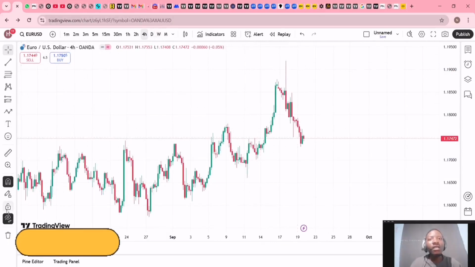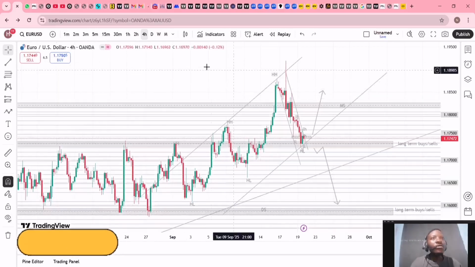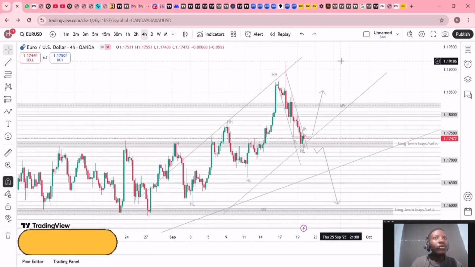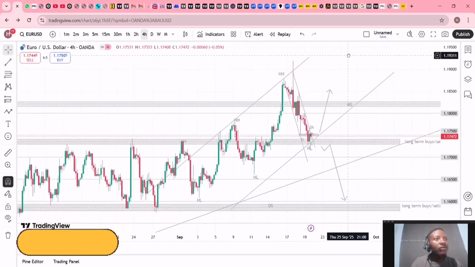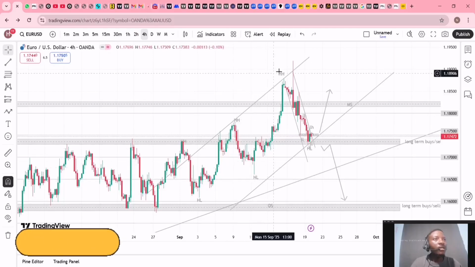If we head back to the 4 hours time frame, we're going to see that at this level we had a market structure well clearly defined. We have a higher high here, a higher low here, higher high here, higher low here, higher high here.